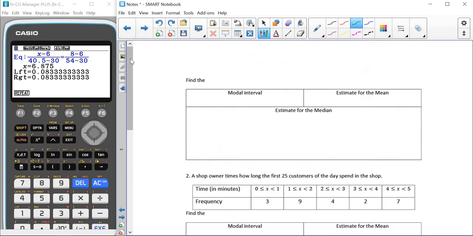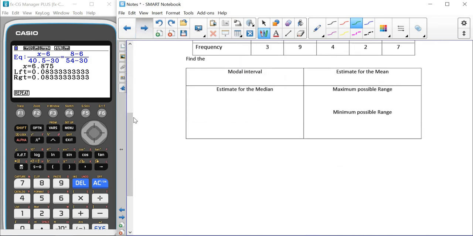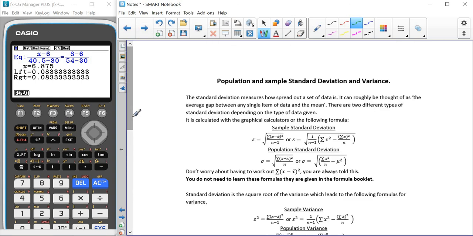I am going to make a separate video which talks about how we would do this if our data was discrete. We're also going to have a look next time at finding the population, standard and sample, standard deviation and variance using the graphical calculator.